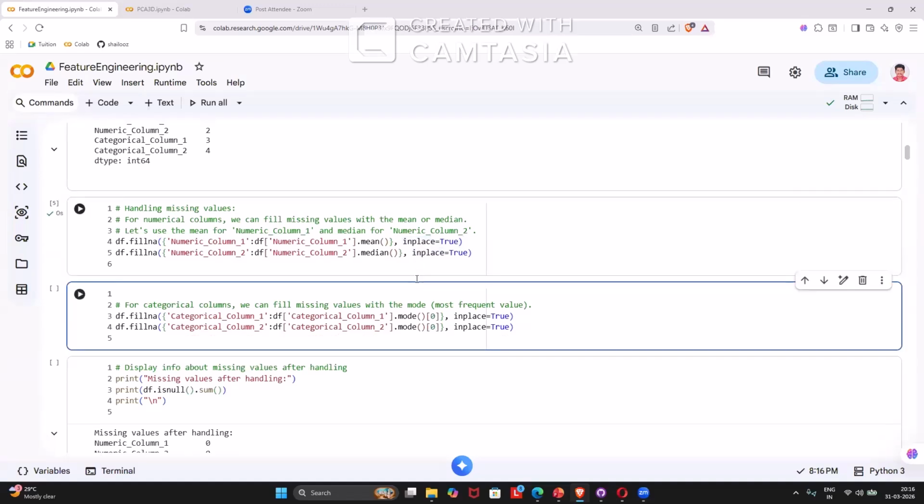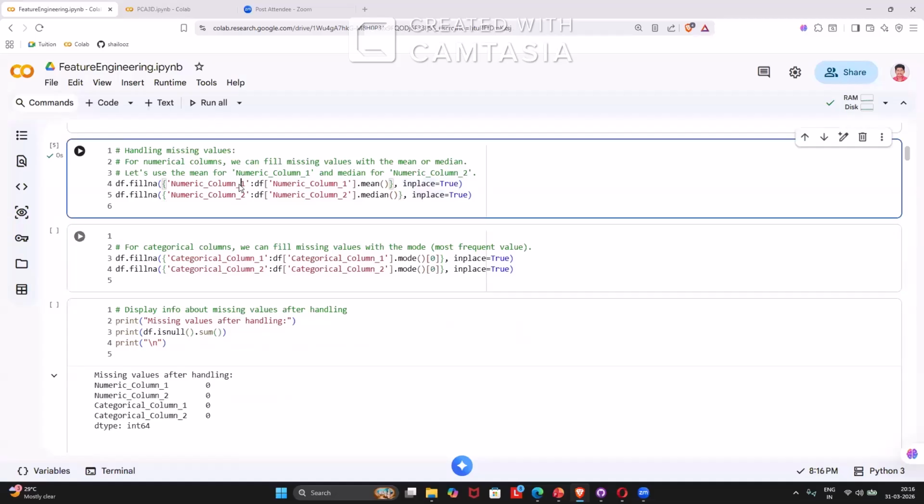Sir, why did you put the mean in the first and the median in the next? That is a choice. We can try with mean as well as median. For numerical values, any average like mean or median can be used. Based on the evaluation, we first fill with mean and check the performance, then fill with median and check the performance, and whichever comes out better, we will choose that.